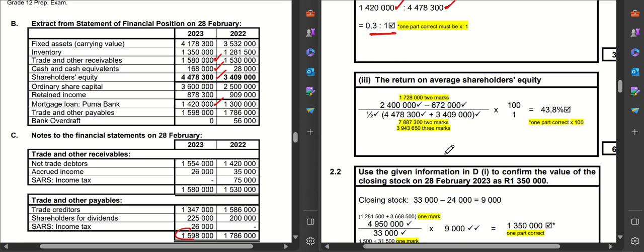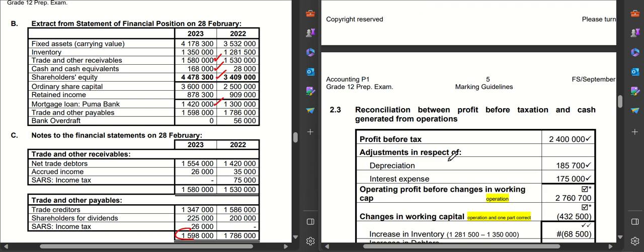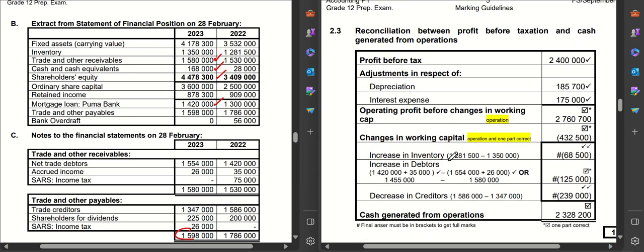Okay, I'm not going to spend much time here. And even here where they are doing the value of closing stock, when you come to the reconciliation between profit before tax and cash generated from operations, this one was a bit easier. You just have to continue practicing. Remember, it is your profit before tax, and then you are adding your depreciation, you're adding your interest expense as well. Remember, these ones you're adding, hence you end up with your 2,760,000.